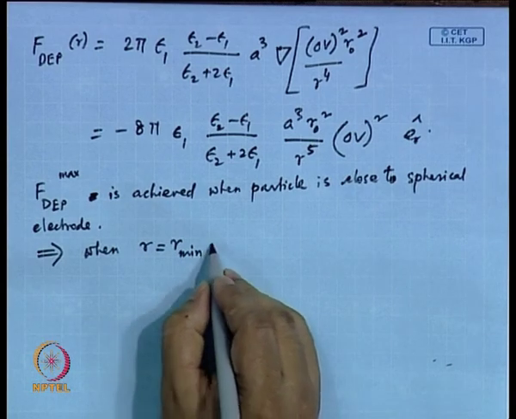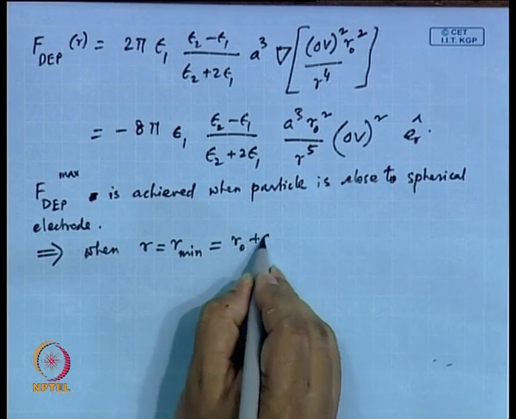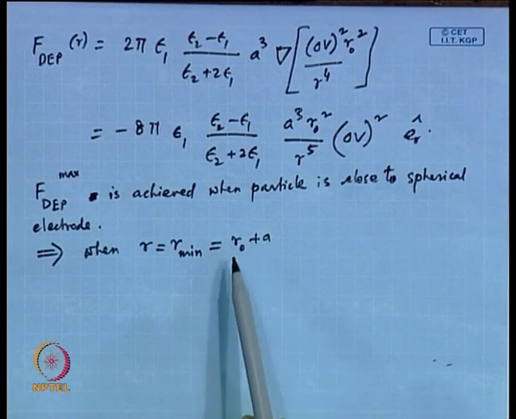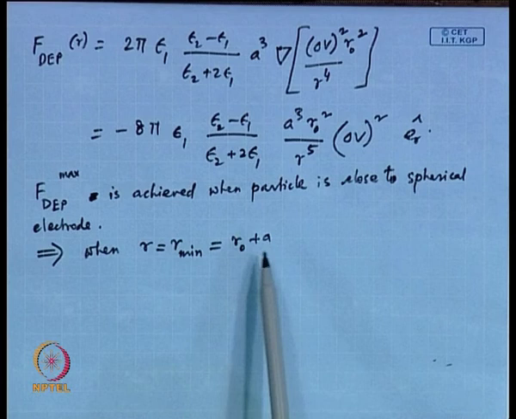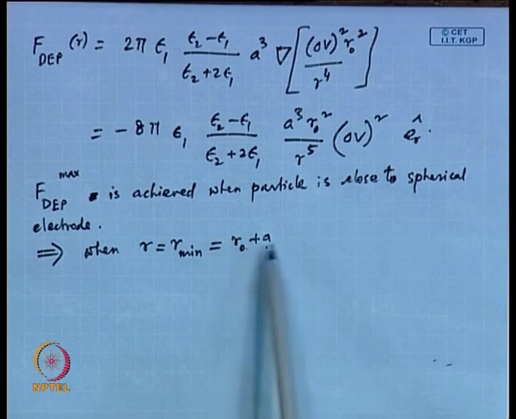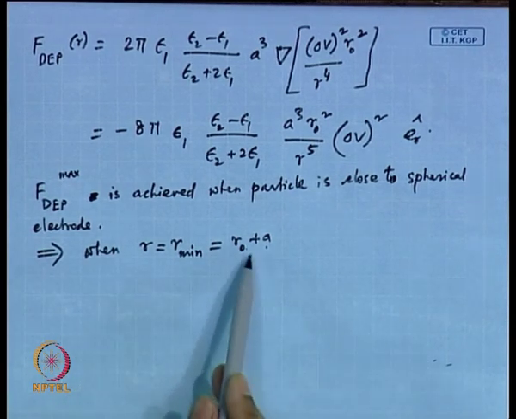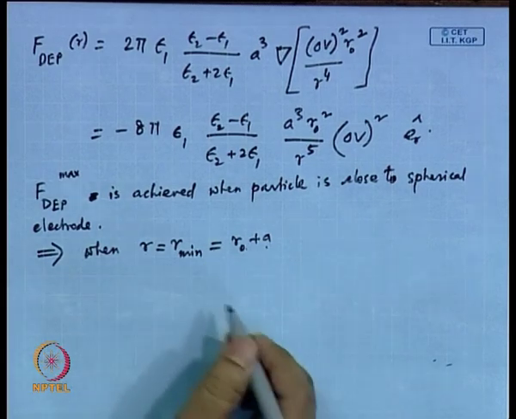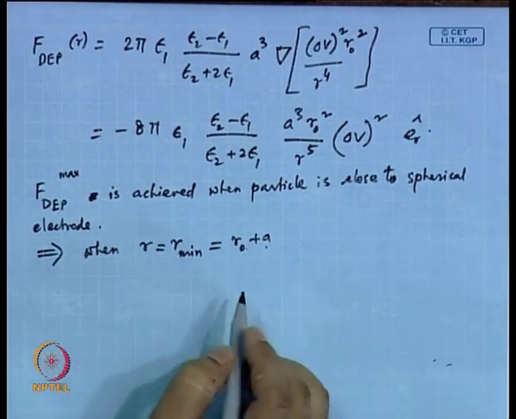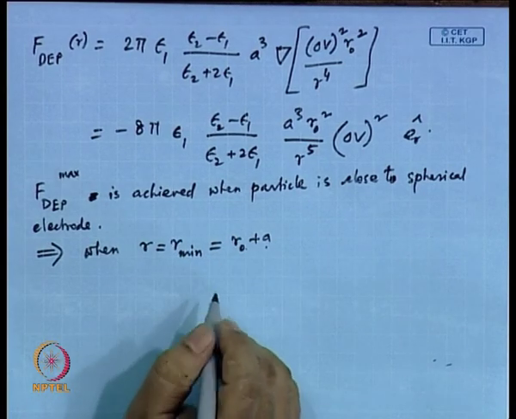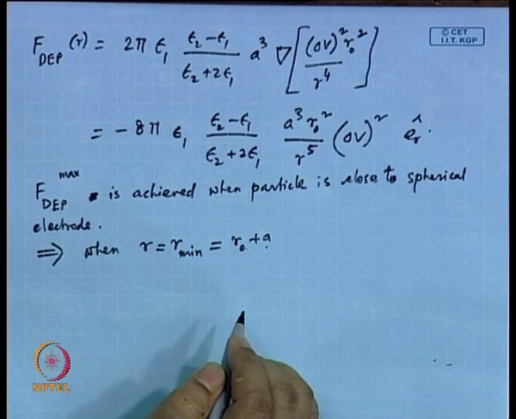And what is r min? R min would be equal to r 0 plus a. You cannot reduce r below this. Basically, r 0 you have to satisfy. R 0 is the radius of the electrode and a is the radius of the particle. So, you cannot go any closer. Even if the particle is attached to the electrode, you have to satisfy this requirement. So, this is the r min, and at r min you can expect FDEP to be FDEP max.